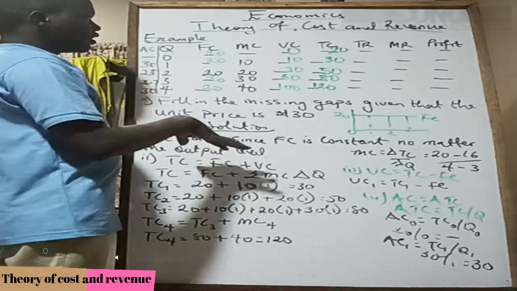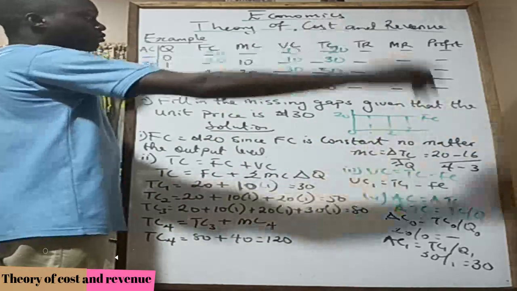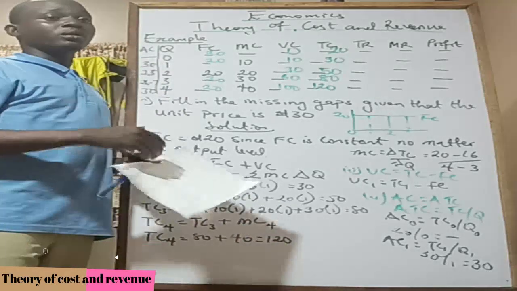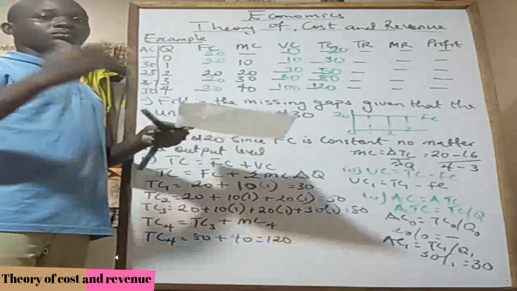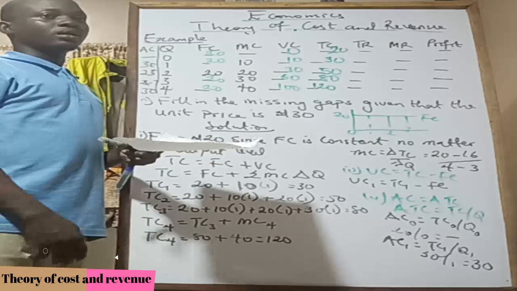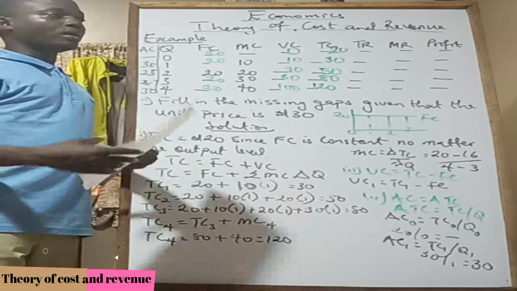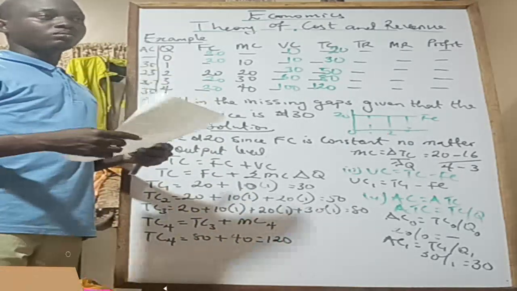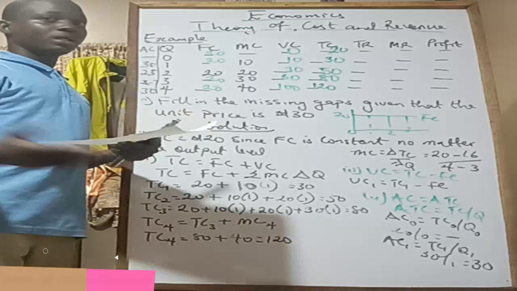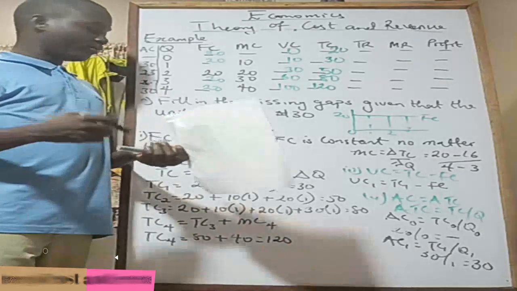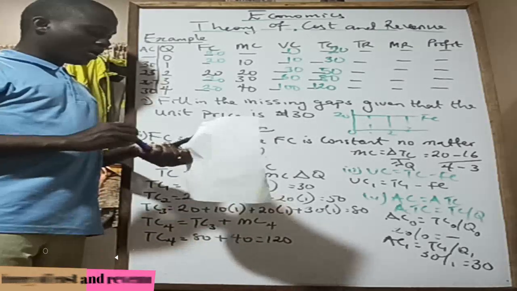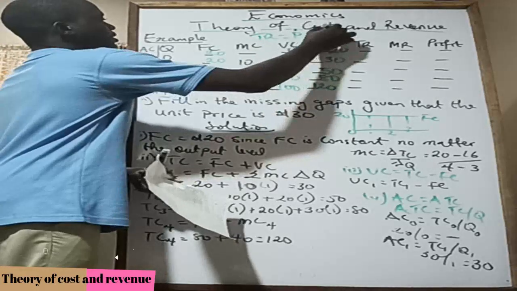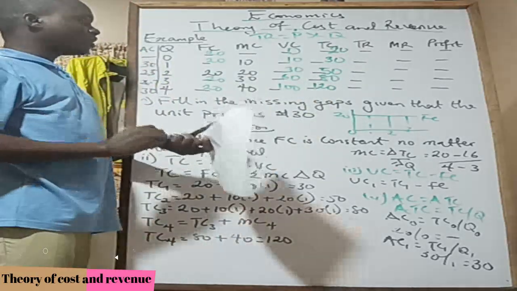So having filled all of this, we will now start talking about total revenue, marginal revenue, and profit. So what then is total revenue? Total revenue is talking about the total amount of money that a business makes from sales, from selling things, right? So how then do you get total revenue? The formula is easy. Total revenue is equal to price times each quantity sold.